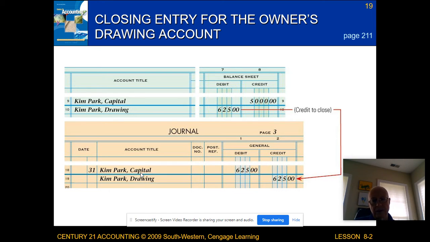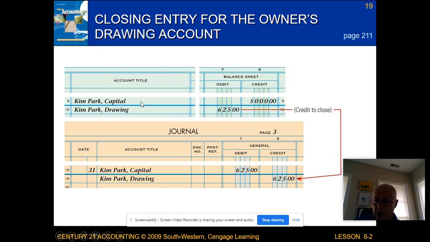You may see something different if there's a net loss, but for right now, we're operating under the premise that we had net income for the month. So very simple. We make a credit entry to close out the drawing account, which has a debit normal balance. And then since this reduces the amount of equity the owner has, we have to make a debit entry in the capital account. And that, ladies and gentlemen, is all we do.